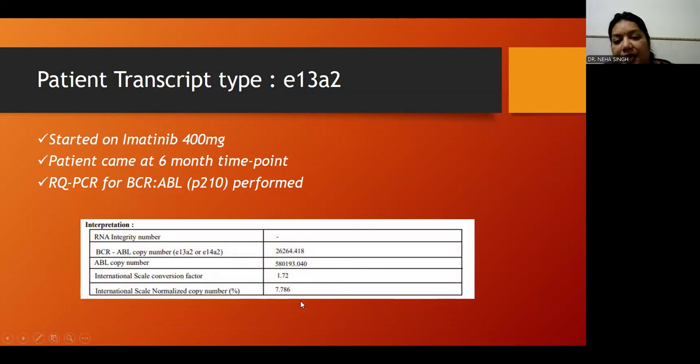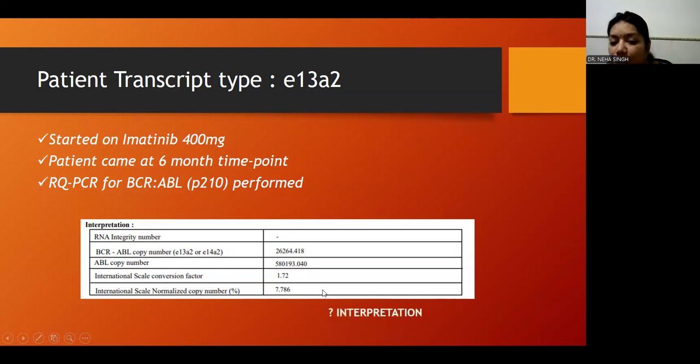How do you interpret an RQ-PCR report? See, the BCR-ABL copy numbers are given, the ABL copy number is given, the IS conversion factor is given, and the final IS percentage is given. The calculation is as such: you divide the BCR copy number by the ABL copy number, multiplied by the conversion factor. That gives you your final IS percentage.